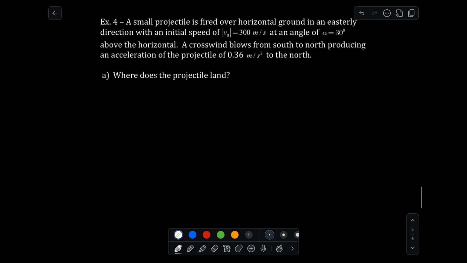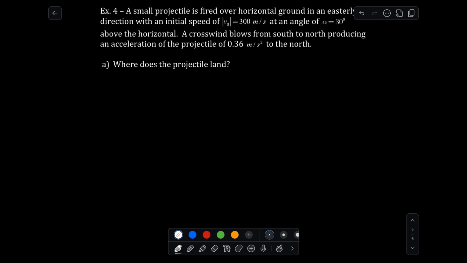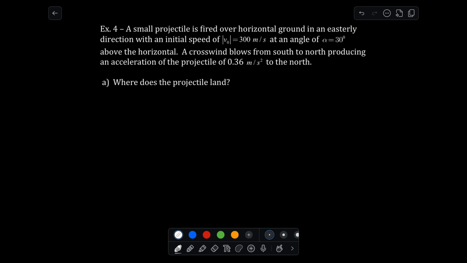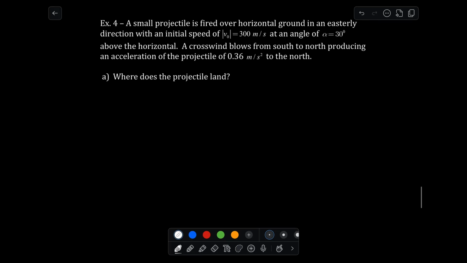And example 4, we have a small projectile that is fired over horizontal ground in an easterly direction with an initial speed of 300 meters per second at an angle of 30 degrees above the horizontal. So this is going to be a 3D model, in fact, and we can sketch this after we read the question. A crosswind blows from south to north, producing an acceleration of the projectile of 0.36 meters per second squared to the north. Where does the projectile land?